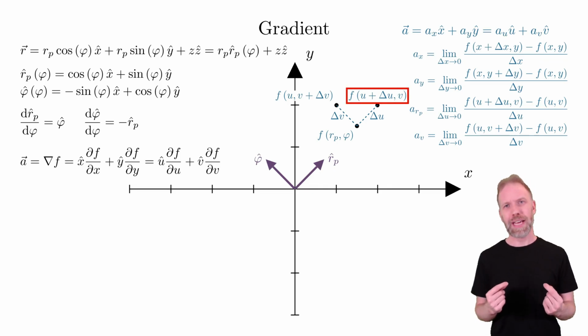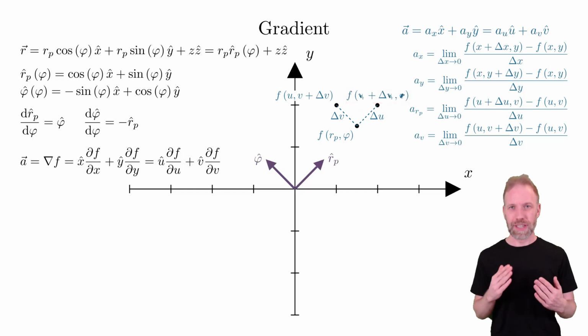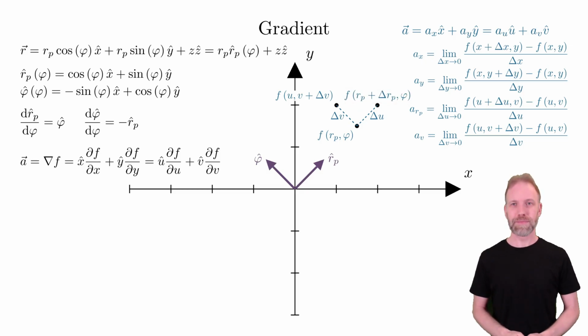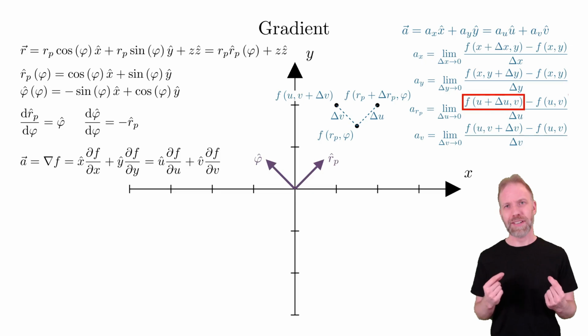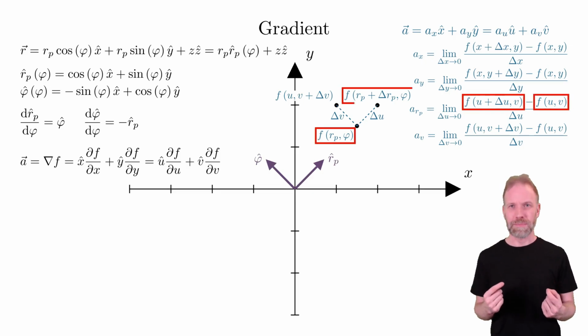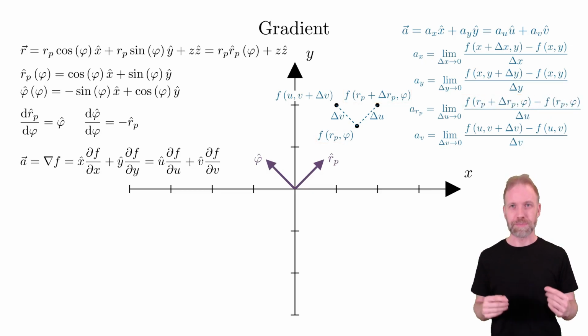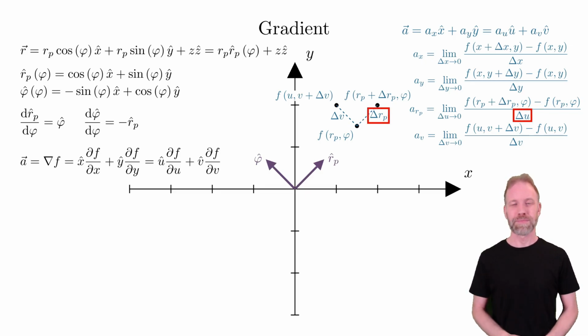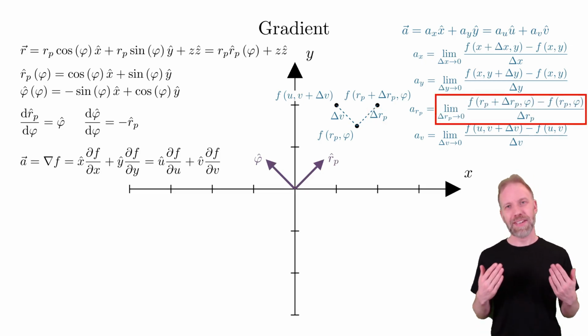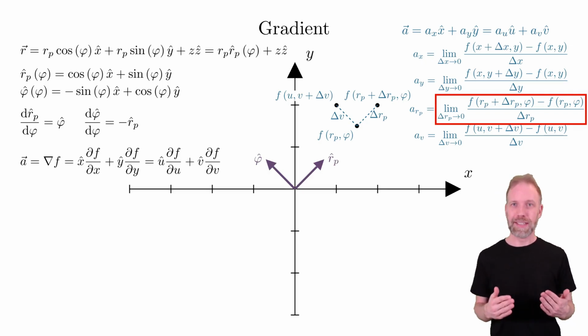We can also rename the small step in the radial direction using RP and phi instead, and insert these into the definition of the derivative. Remember, it's still exactly the same points, just with new names. We can also rewrite delta U as delta RP, and insert this into the definition of the partial derivative. As this is the definition of the partial derivative, let us write it using the partial derivative instead.